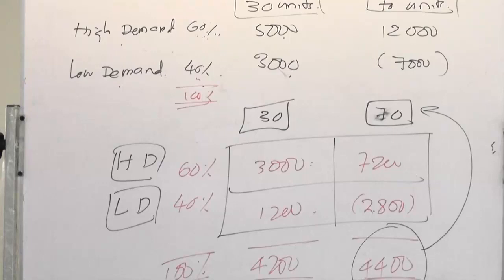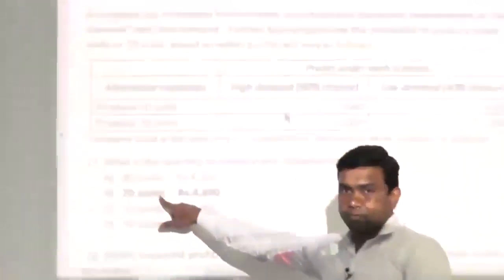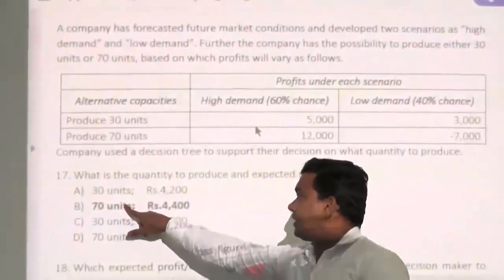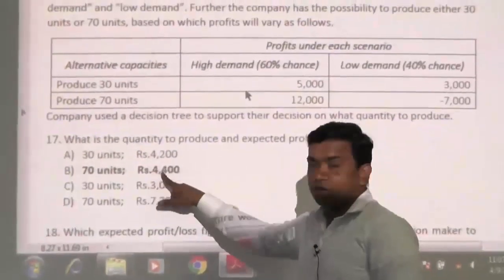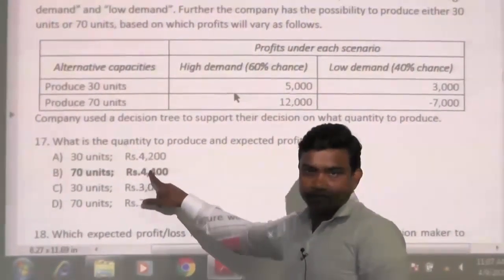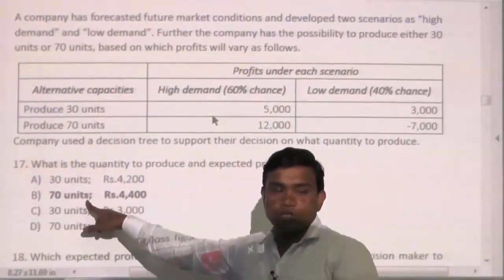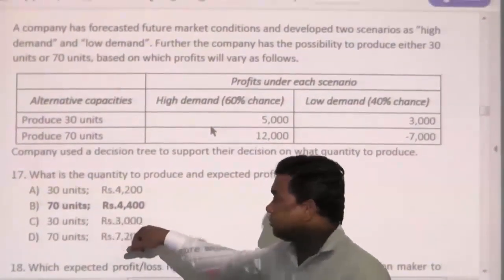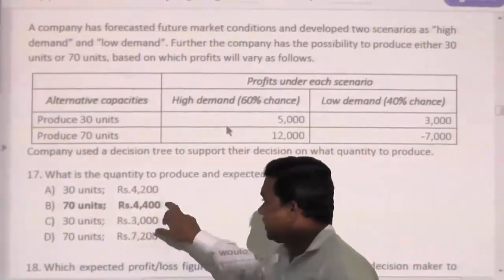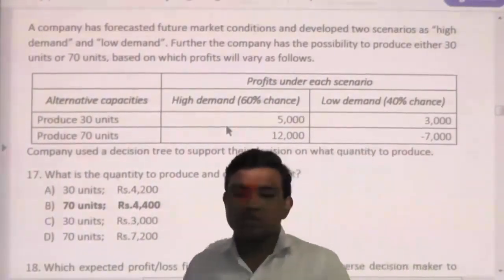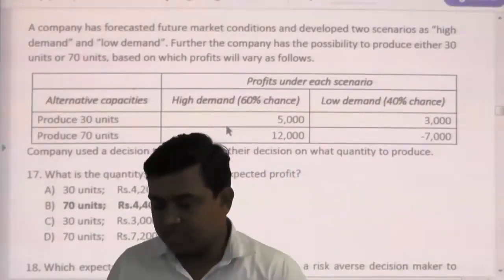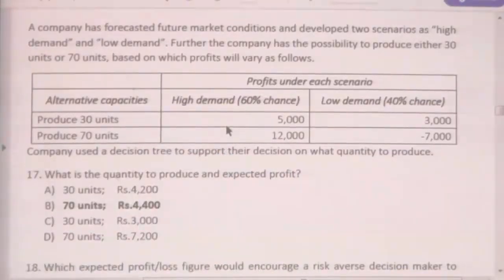Here you can see the answer. Quantity 70, right? Quantity 70 and profit will be 4,400. Is that clear? Quantity 70. I think you can go back to the video and see my calculation on the whiteboard. Quantity would be 70, highest profit will be 4,400. A rational investor always selects the highest profit. Now let's see the second question.